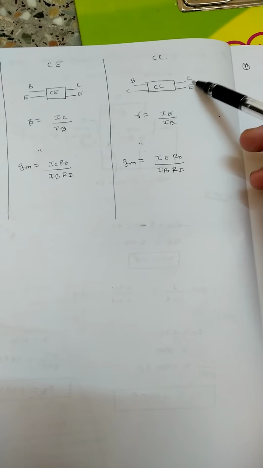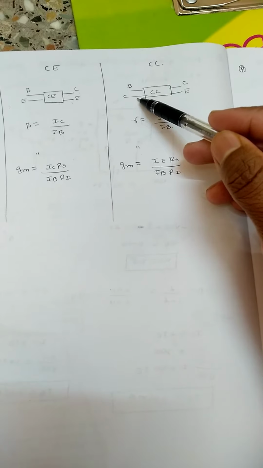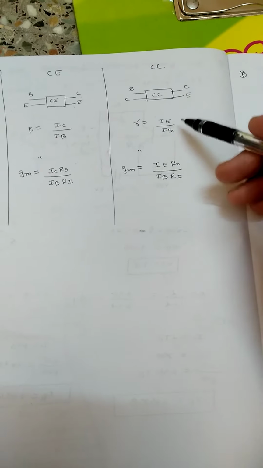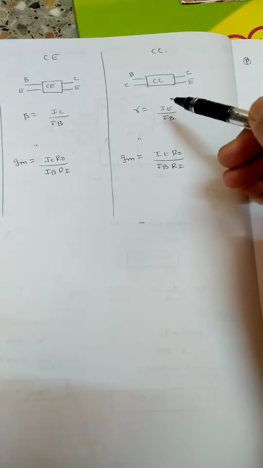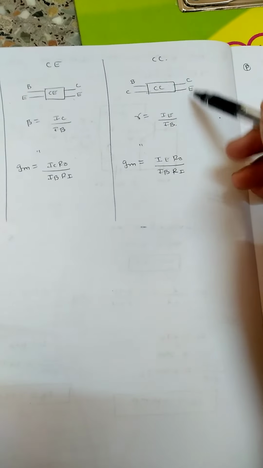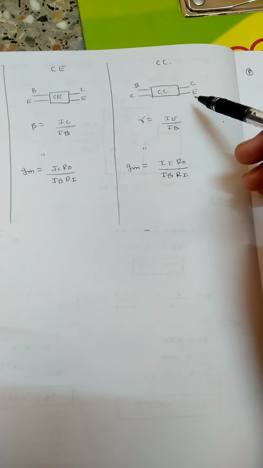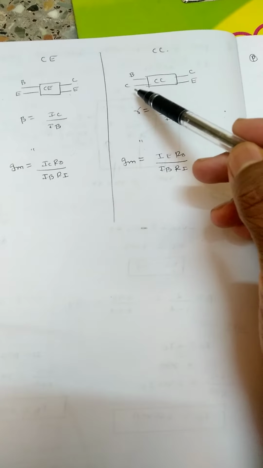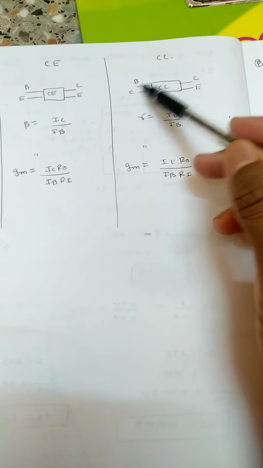Now coming to the common collector configuration, where base and collector are common. So collector is connected to the input and emitter is connected to the output. So you should know that, if I connect collector to this side, then both the collector terminals will become on the one side. So this should not happen. Collector should be common, means it should be in input as well as output. So if I connect this way, then base is fixed here, so collector emitter I need to connect here itself. Okay, so at that time only this logic will fit.